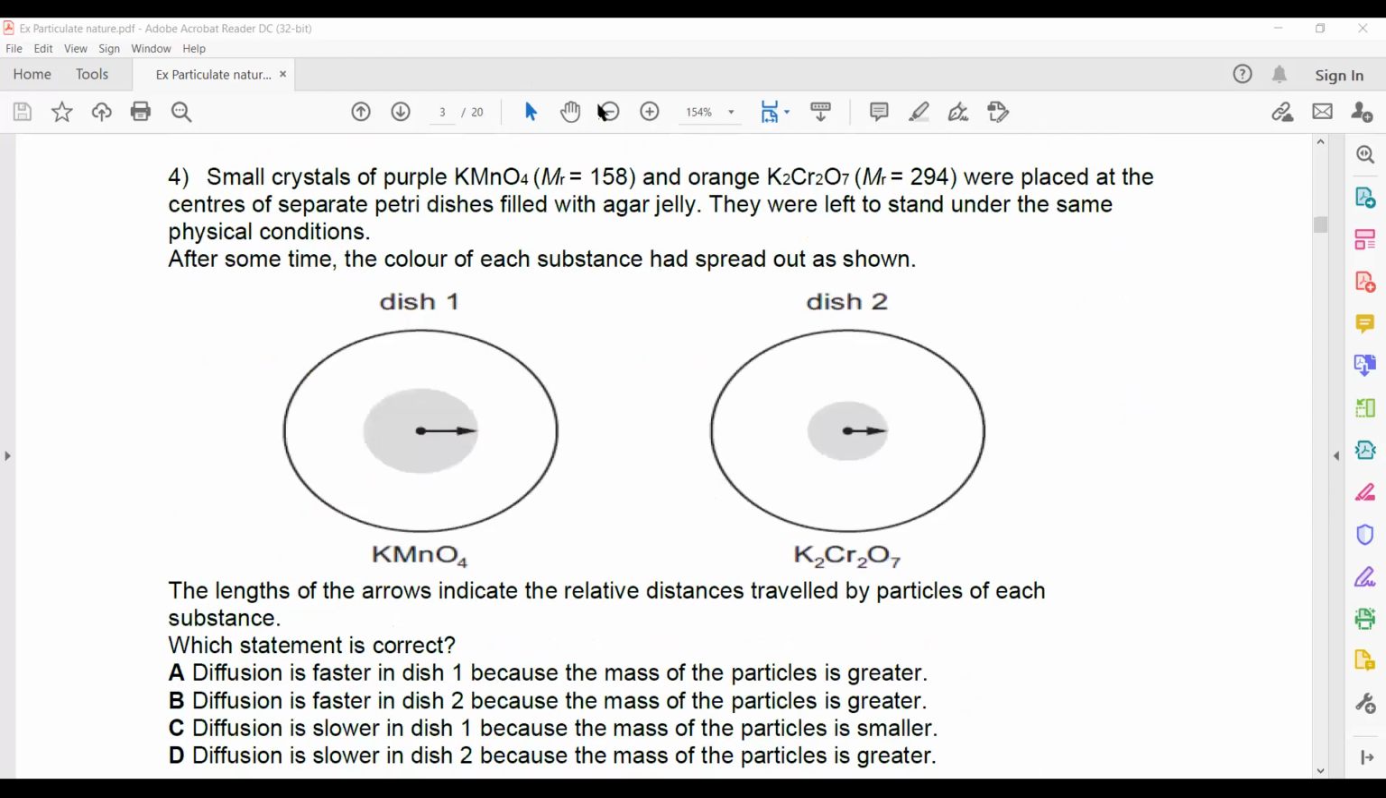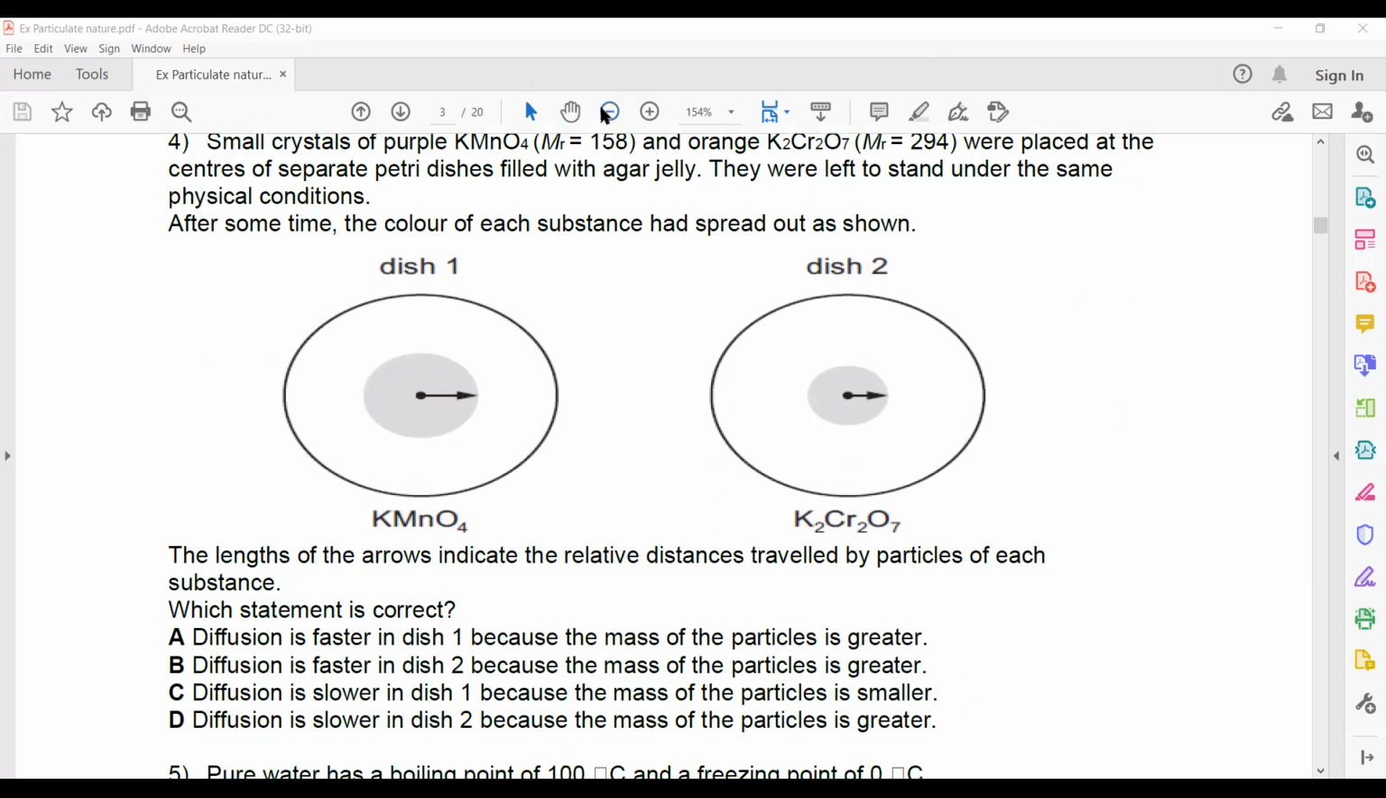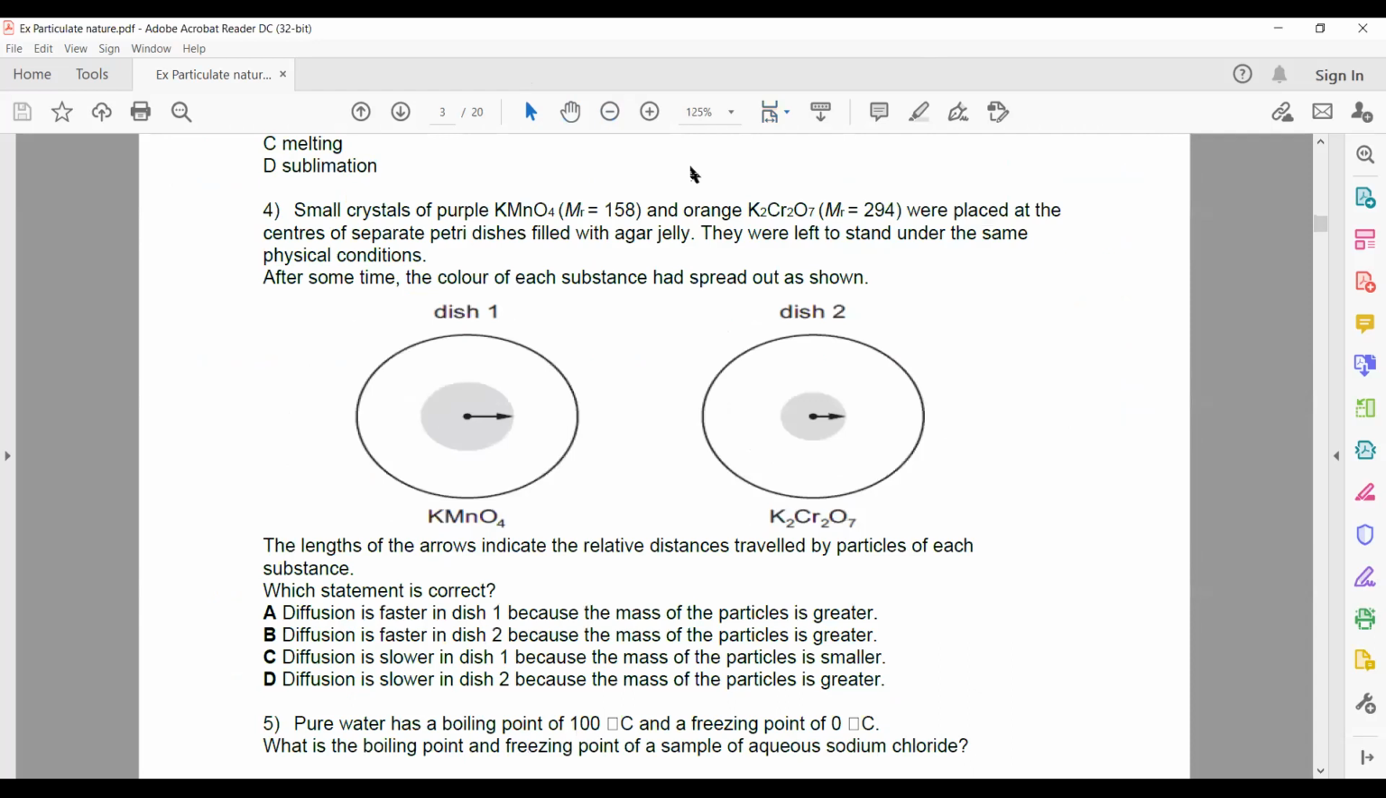Moving on to the next question. Question 4. In this question, small crystals of purple potassium manganate, KMnO4, and orange crystals of K2Cr2O7, potassium dichromate, were placed at the center. So first we place both crystals at the center, in separate petri dishes, petri dish 1 and 2, filled with agar jelly that is set to dissolve.